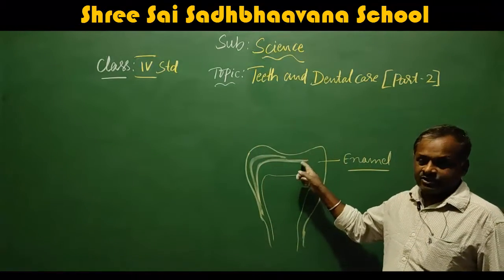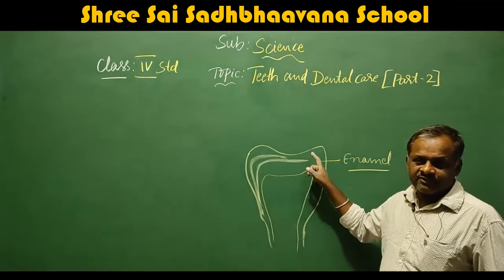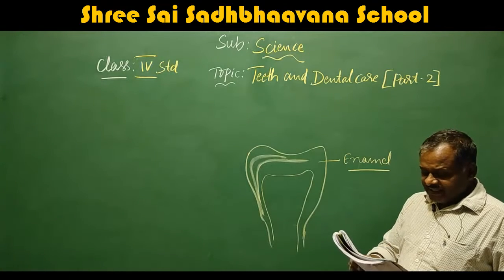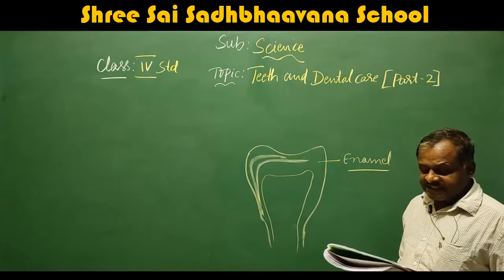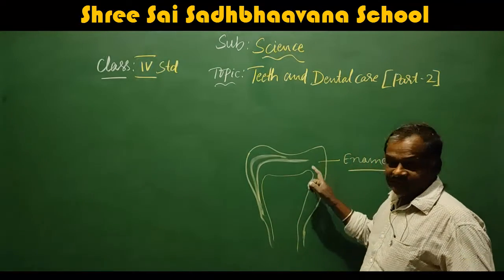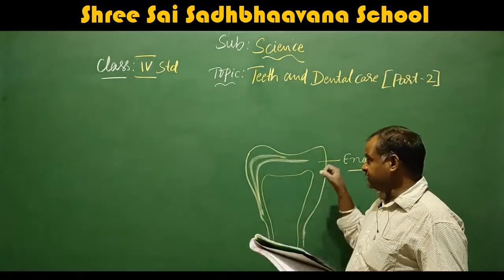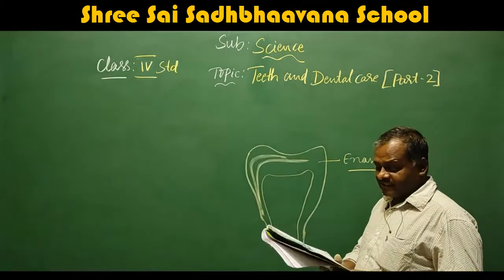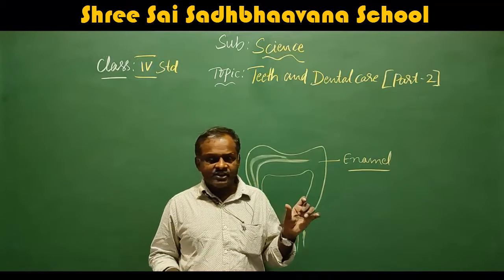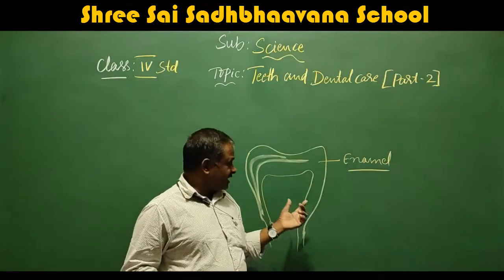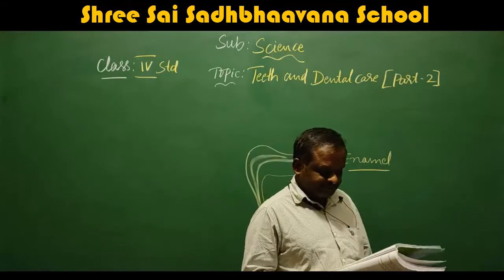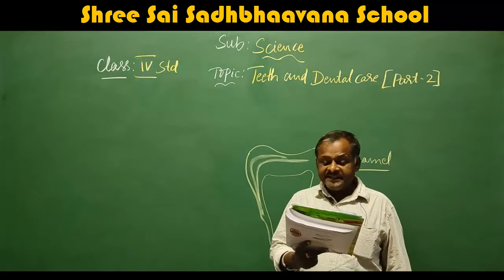Enamel is the hardest and outermost part of the tooth. It is very hard and shiny. It acts as the tooth's bodyguard because it is very, very hard. It protects the inner part of the tooth, which is somewhat soft. This is the main tooth, so this enamel protects the tooth. It protects the tooth from decay.